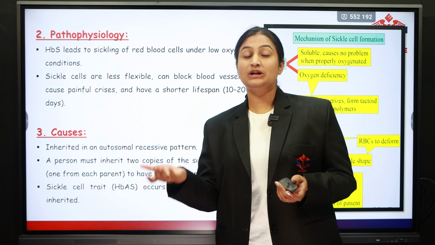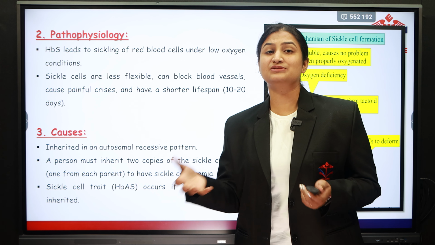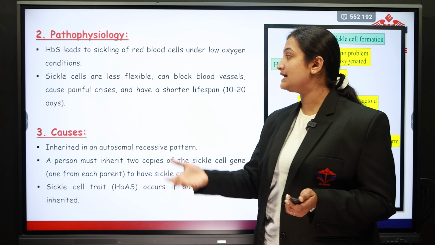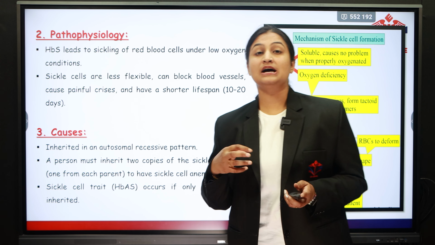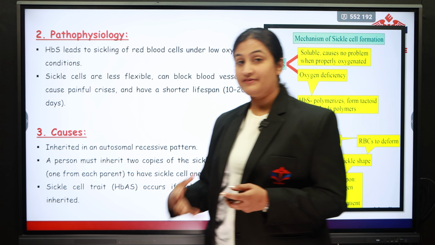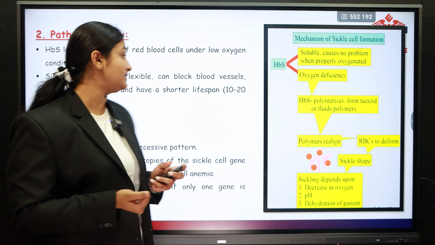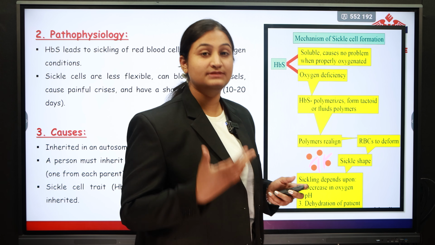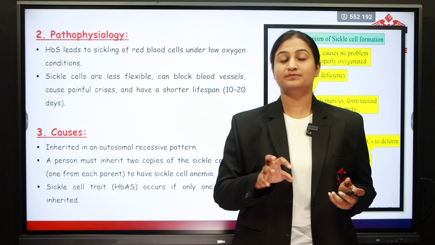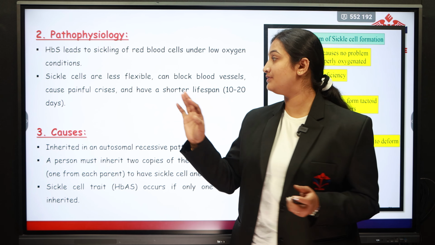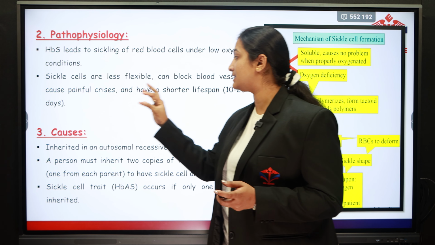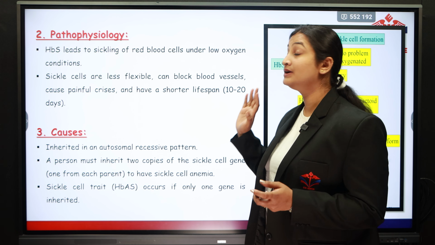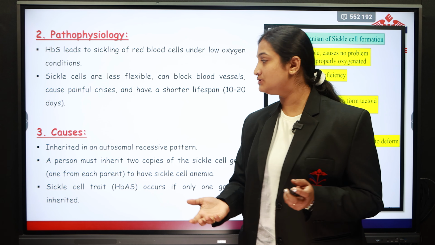So the low level of oxygen is maintained. There is no proper oxygen supply happening, and the sickle cells are not very flexible. They cannot be easily bent, and they can block the blood vessels. The blood vessels get blocked because there is no proper blood flow, and it is causing painful crisis and a shorter lifespan. So their lifespan is from 10 to 20 days.